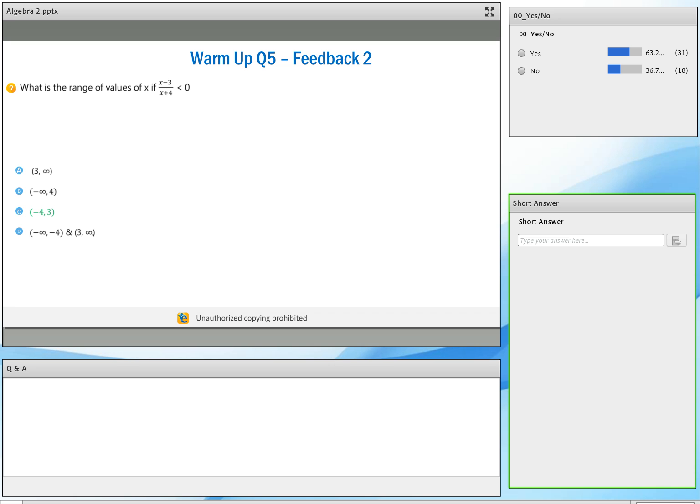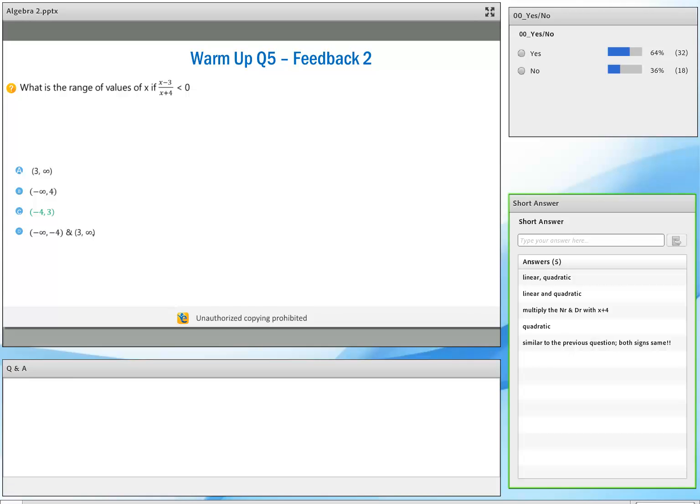(x minus 3) divided by (x plus 4). It's a fraction, absolutely. But how do you deal with this? It's not a linear inequality. It's a fraction. But what types of inequalities do you know how to solve? You know how to solve linear inequalities, you know how to solve quadratic inequalities, right? Beyond that, we don't have any other type of inequalities within the context of the GMAT, right?